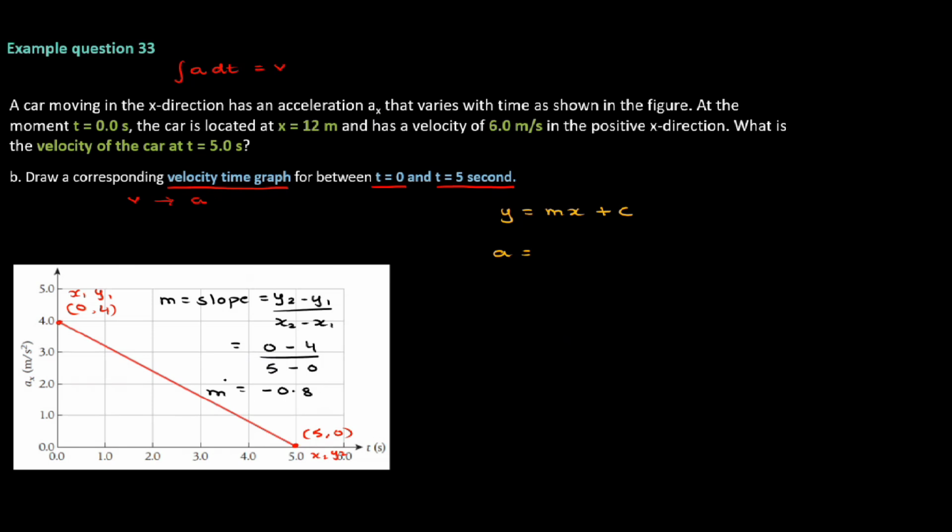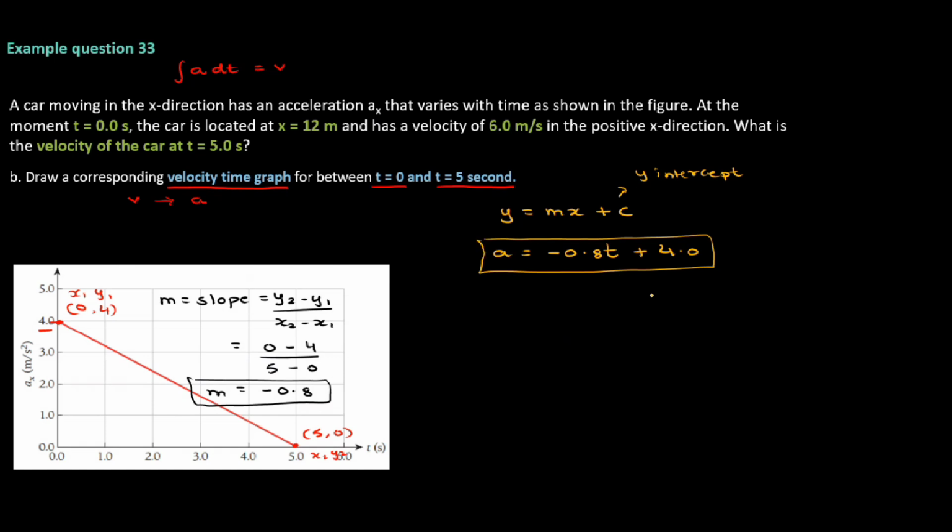I'm going to substitute this value in place of m in my equation of a straight line. So we write a equals negative 0.8 times x. On the x-axis we have time, so I will write t, plus c, the y-intercept. Y-intercept means where my line crosses the y-axis. On the y-axis, my line is crossing at an acceleration value of 4 meters per second squared, so I write the y-intercept to be equal to 4. This is my acceleration function a.